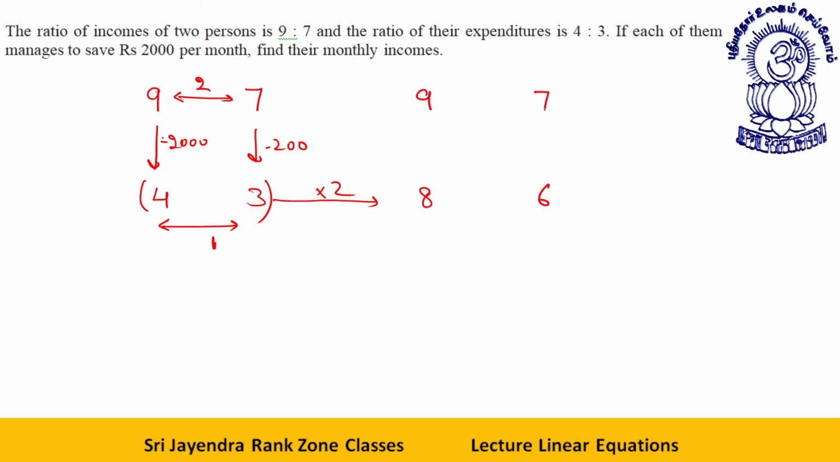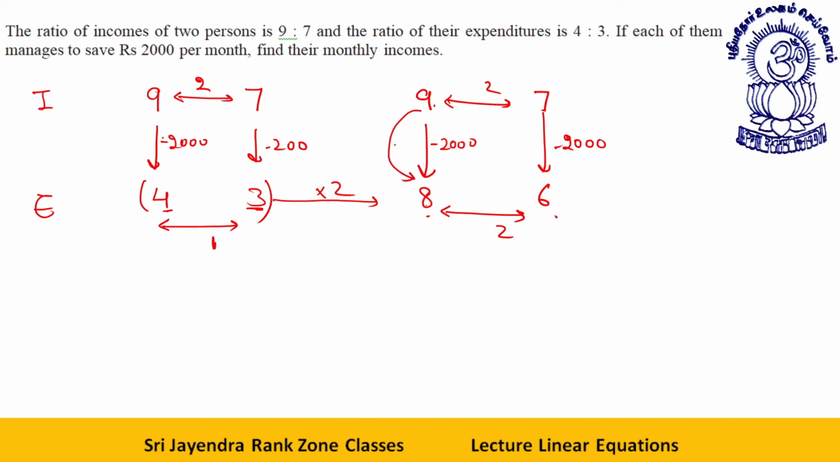This is 9, this is 7. Here the gap is 2, here also the gap is 2. This is income, this is expenditure. This ratio 4 is to 3 can also be interpreted as 8 is to 6. From 9 parts of income, you subtract 8 parts, and you get a saving of 2000. Or from 9 parts, minus 2000 will give you 8. So from 9 you reach 8, that is minus 1. So 1 part is equal to 2000, 9 minus 8.